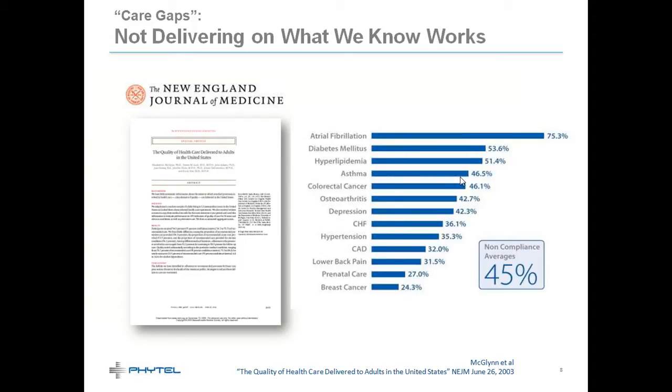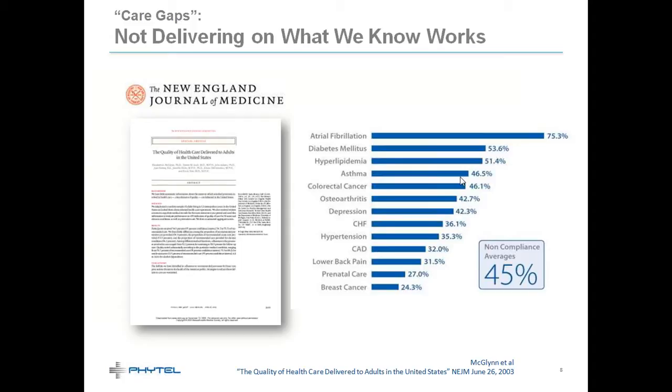This paper was published in 2003 by McGlynn, and I think probably we're all familiar with this one. But it came shortly after the Institute of Medicine published To Err Is Human and Crossing the Quality Chasm, two major books that started the reorganization process. This paper happens to be the foundation for many of our products, and you are aware of them as well. The data shows that, on average, patients are not receiving recommended care 45% of the time.